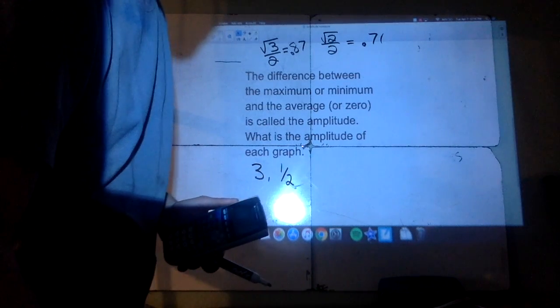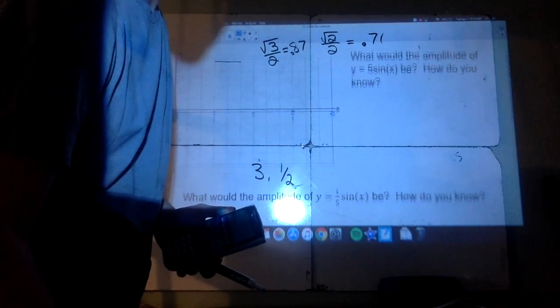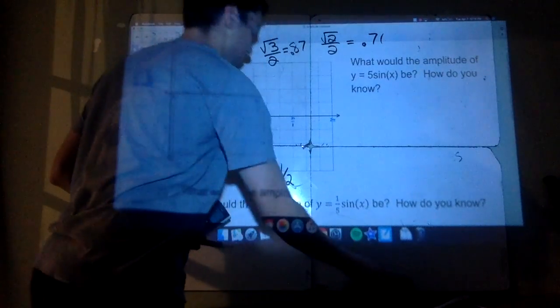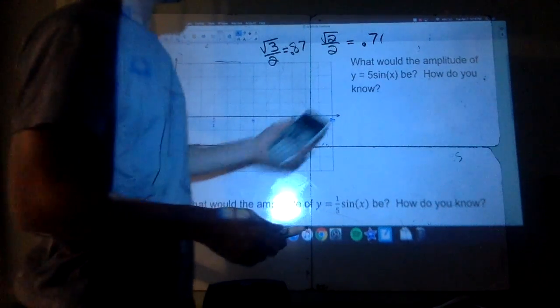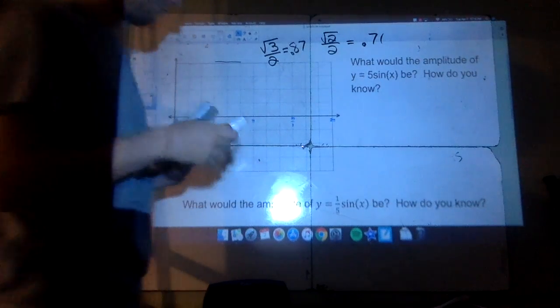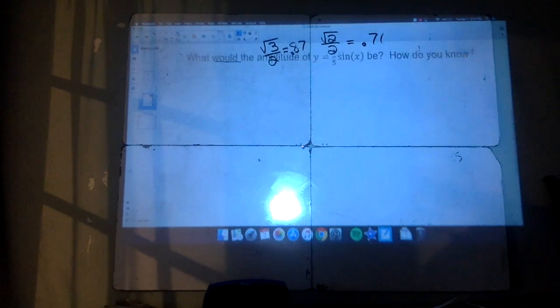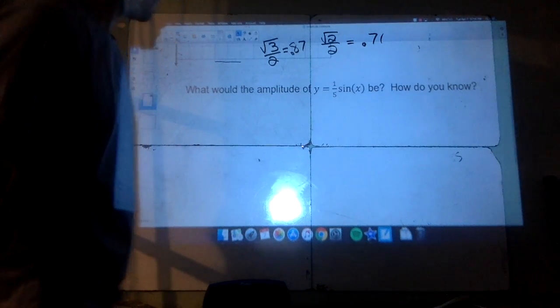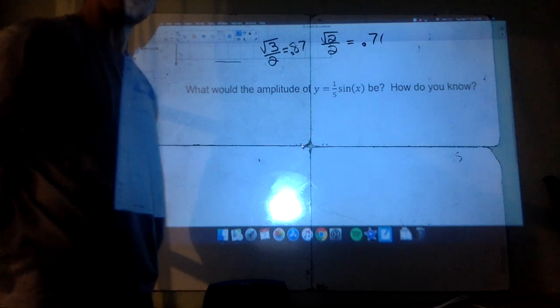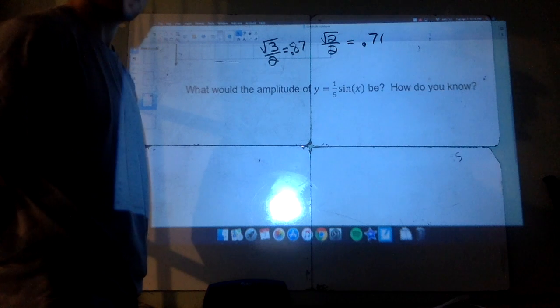All right, let's close out our lesson here. Let's finish up strong. So let's answer these 2 questions. Question number 1. What would the amplitude of y equals 5 sine of x be? How do you know? Take a second to answer that. And our last question of the day is, what would the amplitude of y equals 1/5 sine of x be? How do you know? Take a second to answer that question.